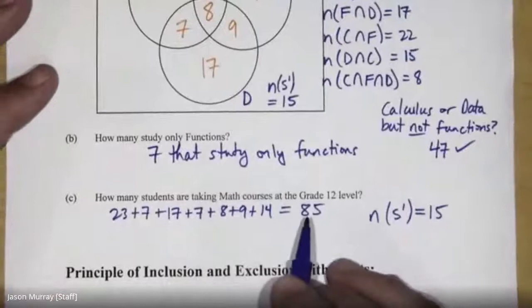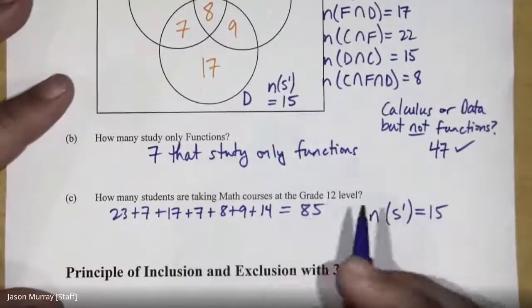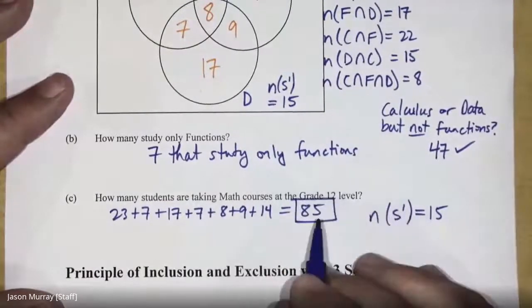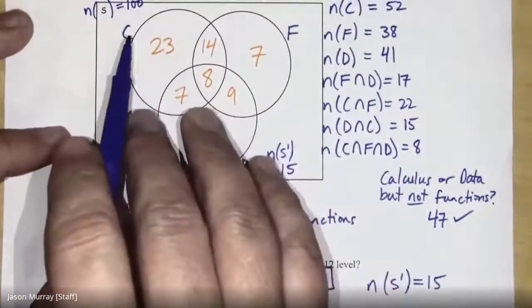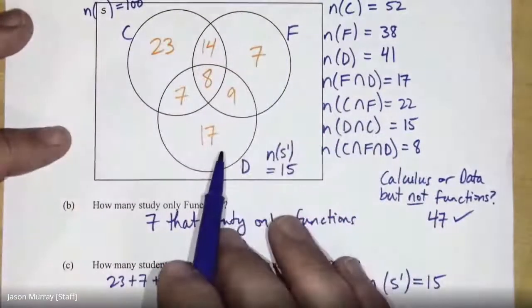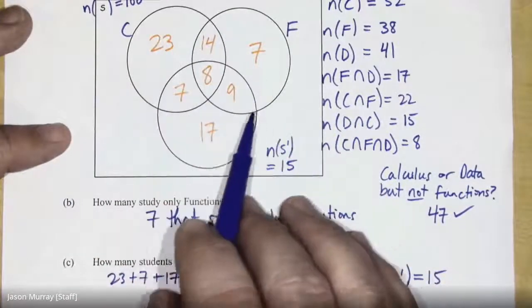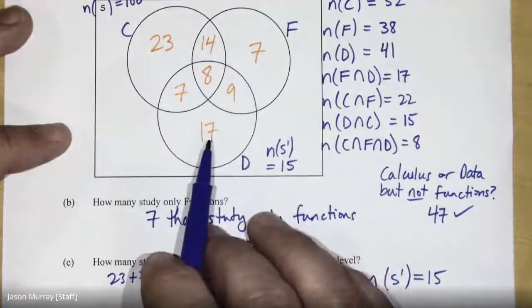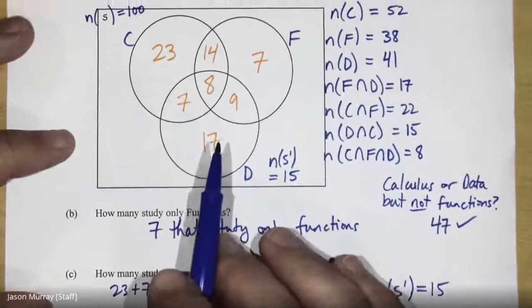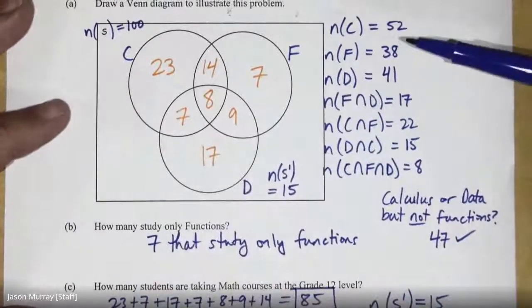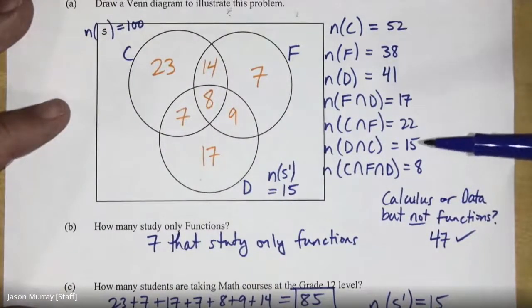There is another way to get this 85 number. That's a very important number because it represents the number in this or that. That's what that 85 represents. We don't have to fill this Venn diagram out. We could get it using a formula. That formula involves these numbers here.